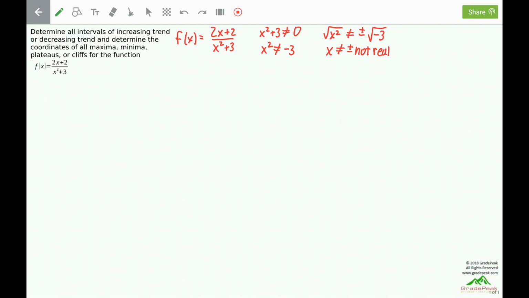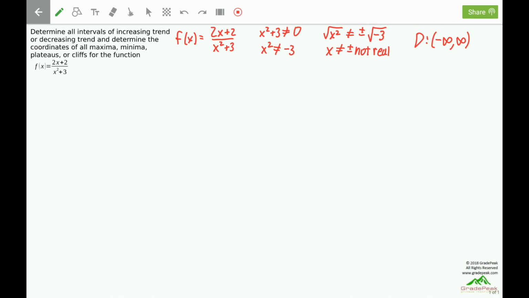So x cannot equal something that isn't a real number anyway, and the domain is only real numbers, so the domain is all reals and there are no real numbers that x cannot be. They're just not real. The domain will stay as all real numbers, or negative infinity to positive infinity. The next thing to do is find all critical numbers. We will take the first derivative.